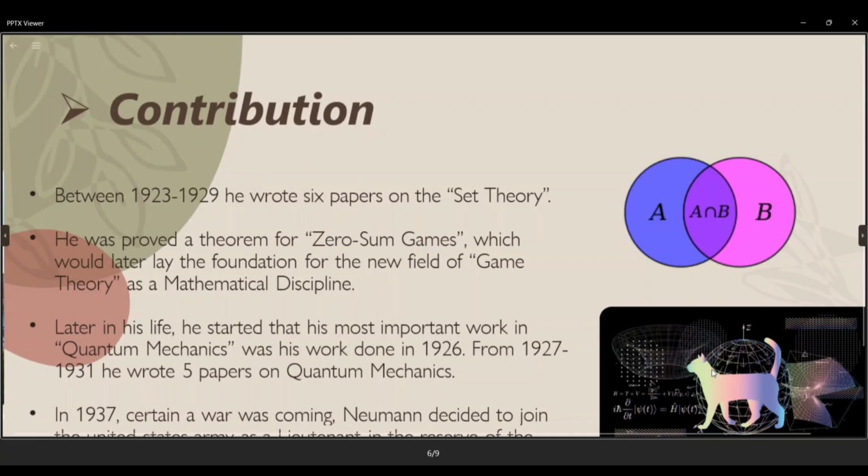Now, I would like to say some of his contributions. Between 1923 and 1929, von Neumann wrote six papers on set theory. His main contribution to set theory was the von Neumann-Bernays-Gödel set theory, which is essentially an extension of the Zermelo-Fraenkel set theory. He also proved a theorem known as the Minimax theorem for zero-sum games. From 1927 to 1931, he wrote five papers on quantum mechanics.